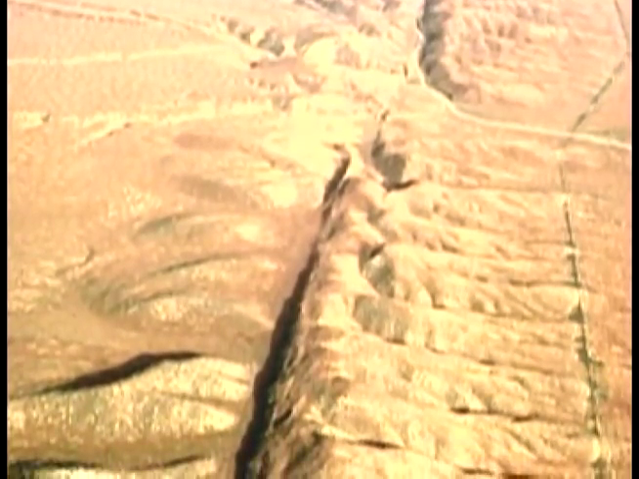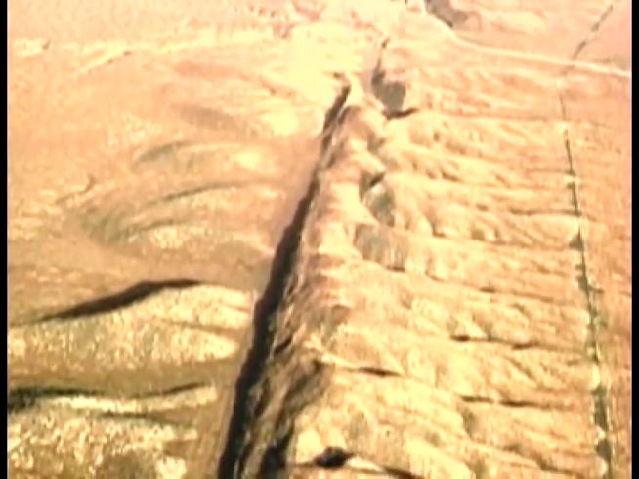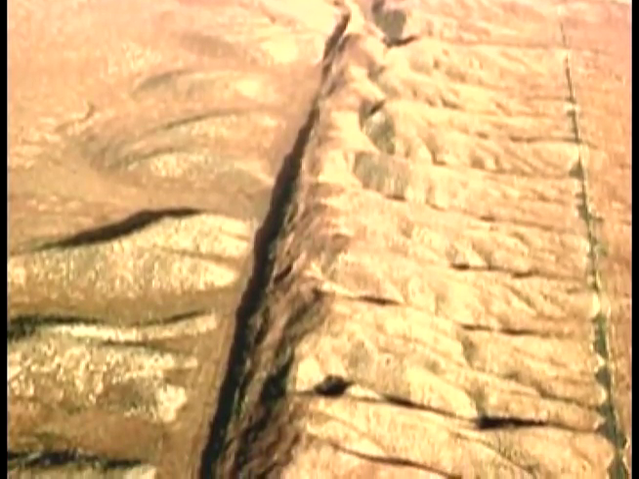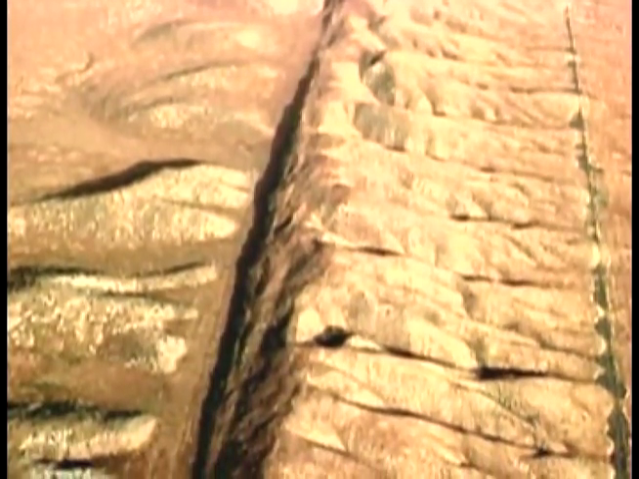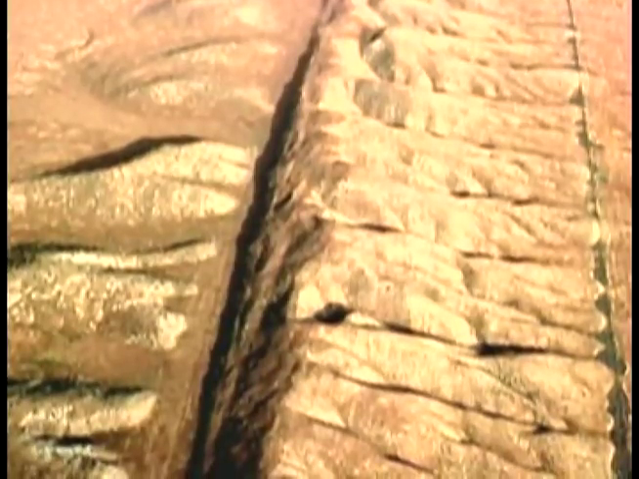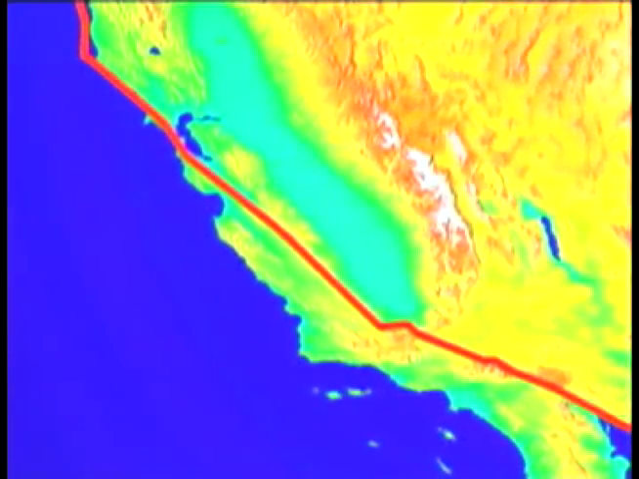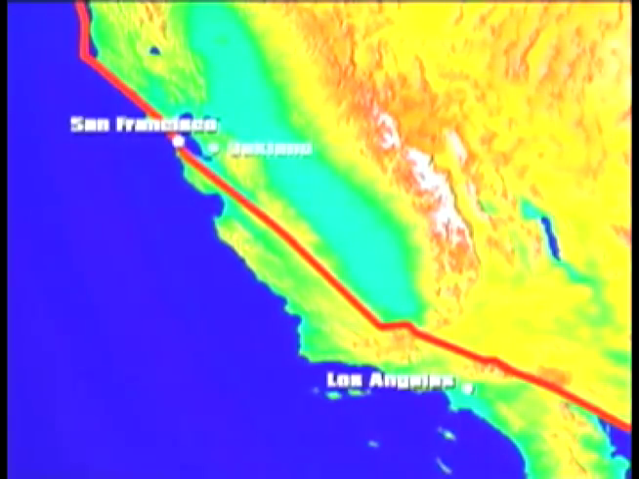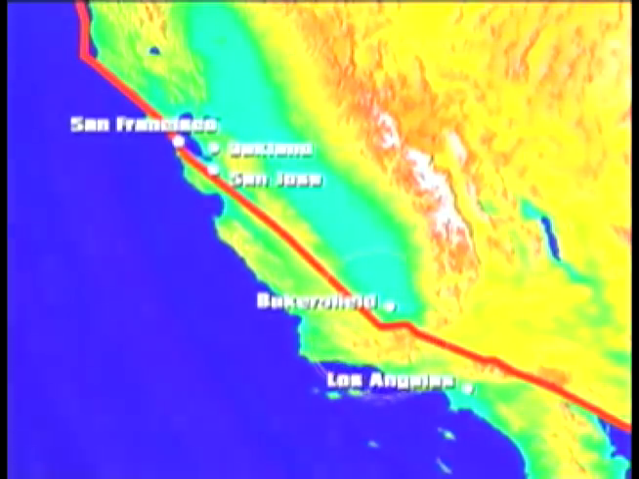In some places, the fault is clearly visible on the Earth's surface, appearing as a nasty scar in the landscape. The San Andreas is over 500 miles long and slices its way past several major cities. It is among the most active faults in the world and one of the most dangerous. Scientists predict that a major earthquake will strike here in the near future. That's why they want to learn as much as they can about earthquakes.